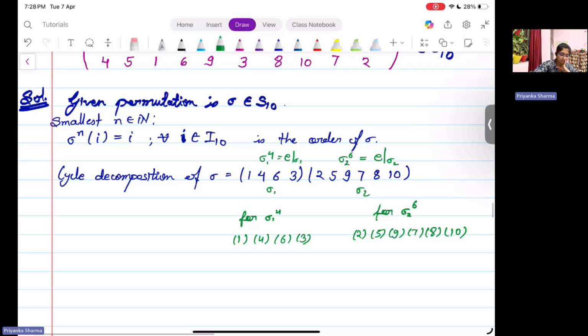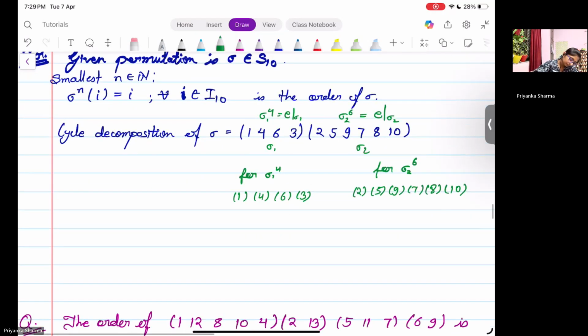So what is the question here? We need to find the order for the product of these cycles. The first cycle will become part of the identity map if we have power 4, and the second cycle will become part of the identity if we have power 6. So we can take the least common multiple of 4 and 6 to get the least natural number for this product of sigma 1 and sigma 2, that is sigma.